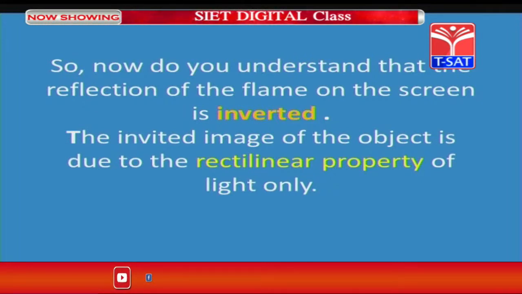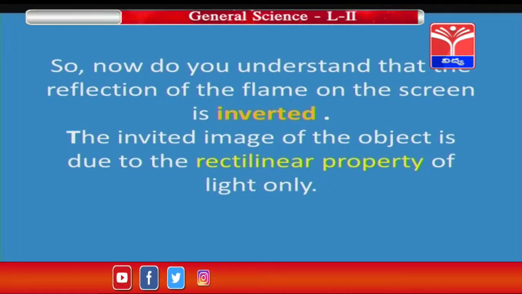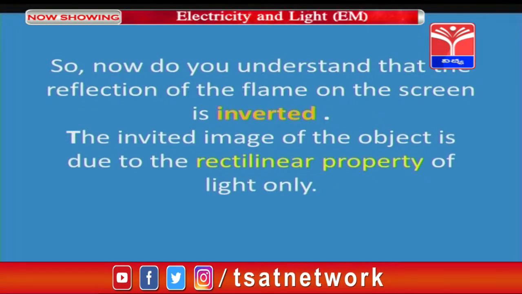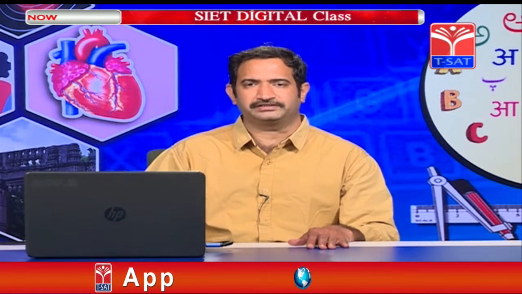Yes, the inverted image of the object is due to the rectilinear property of light only. What is this rectilinear property? Light propagates in a straight line, that is nothing but the rectilinear property. For 7th standard it is enough. In higher classes you will learn more about this property.